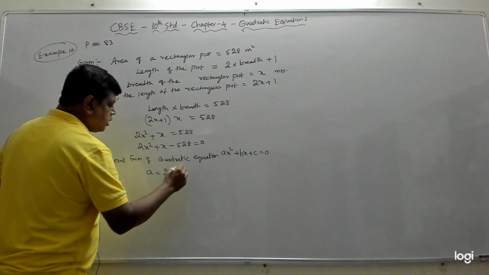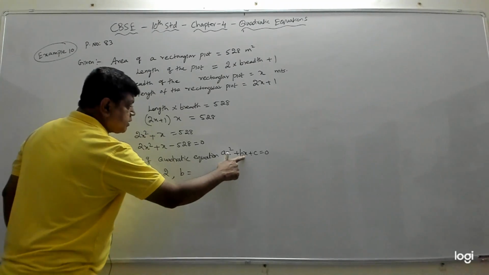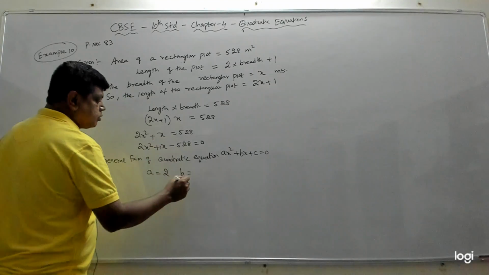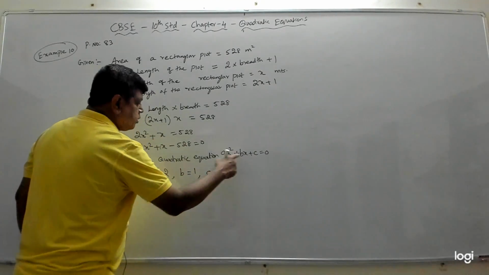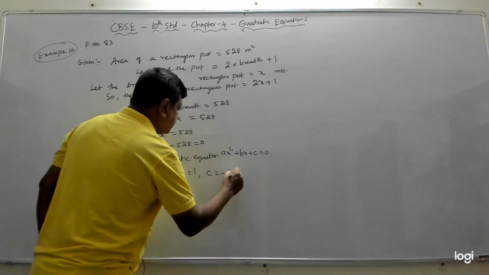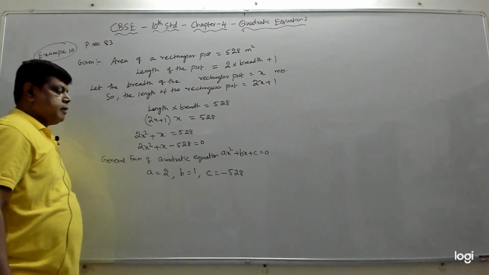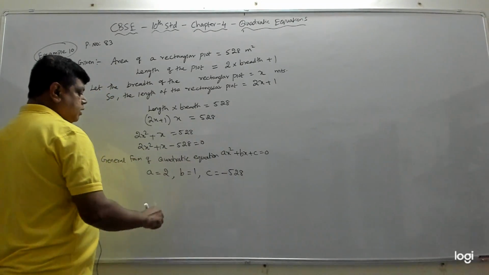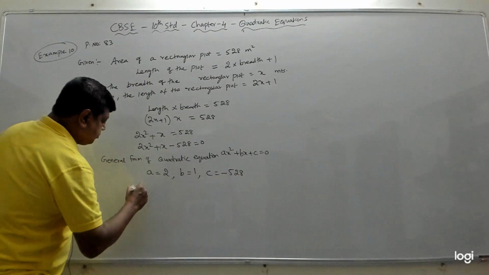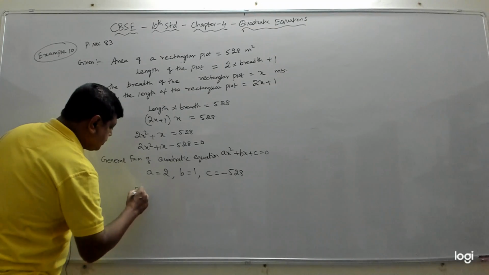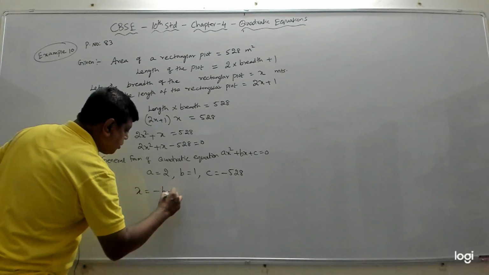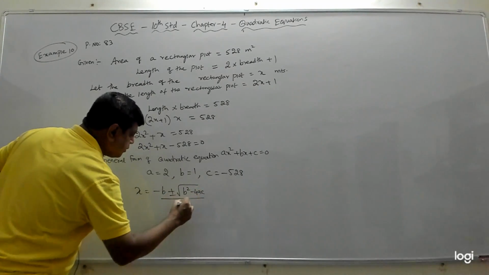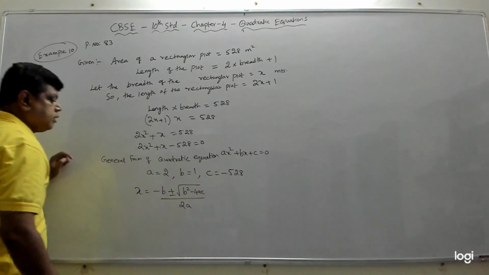So a is 2, comma b is what? b is the coefficient of x. So before x what do we have? Nothing is there. Nothing is there means 1 is there. So b is 1. c is the constant term which is minus 528. So we have found a, b, c. Now what is our quadratic formula? x is equal to minus b plus or minus square root of b square minus 4ac by 2a. This is our quadratic formula.